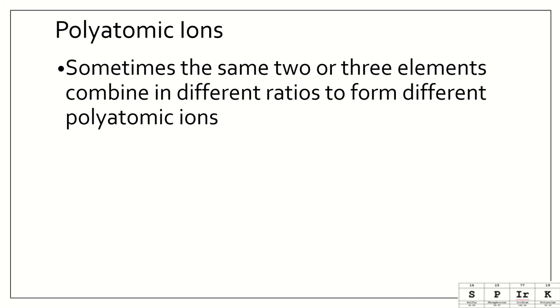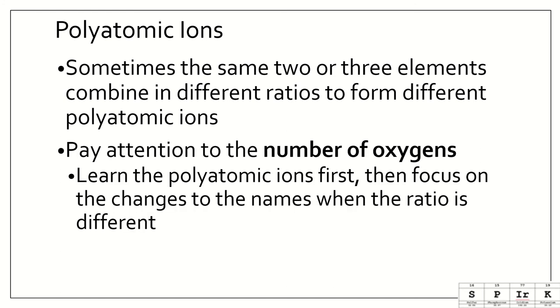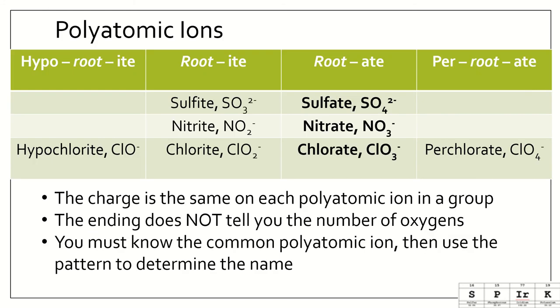Sometimes the same 2 or 3 elements combine in different ratios to form different polyatomic ions. So you have to pay attention to the number of oxygens. So you have to learn the polyatomic ions first and then focus on the changes to the names when the ratio is different. So for example, if we look at sulfate and sulfite, sulfate is SO4 2-, and sulfite is SO3 2-. So the charge stays the same, the root stays the same, but the ending is different based on the number of oxygens.